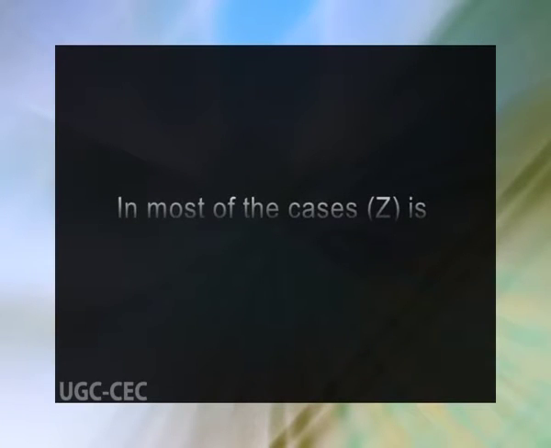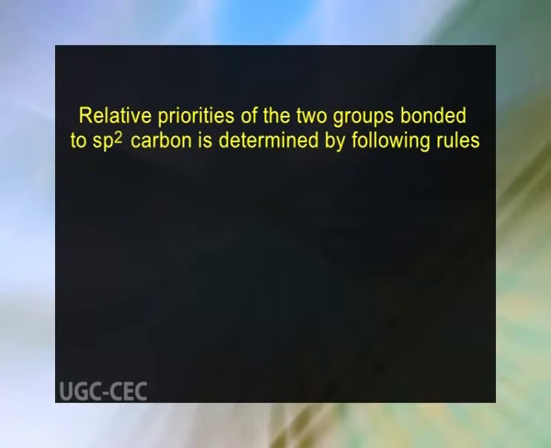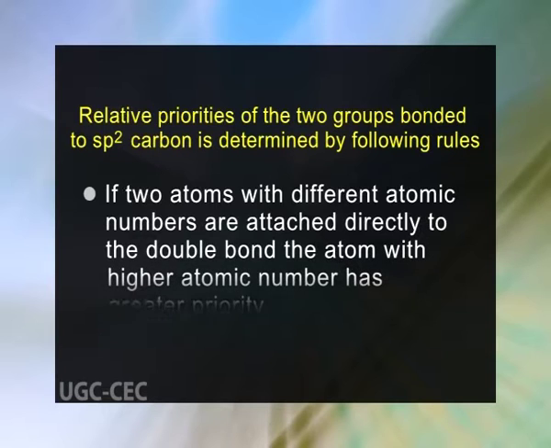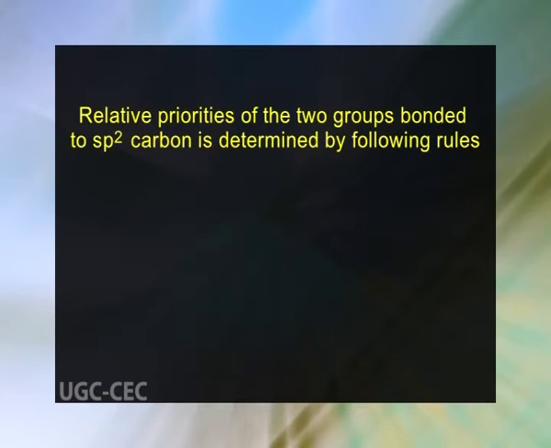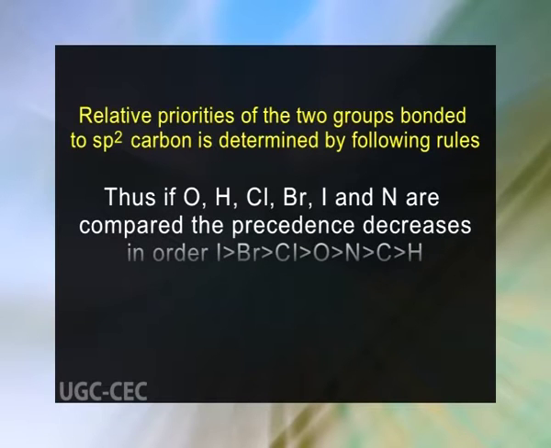In most of the cases, Z is equivalent to cis and E to trans, but this may not always be the case. The relative priorities of the two groups bonded to sp2 carbon is determined by the following rules. First, if two atoms with different atomic numbers are attached directly to the double bond, the atom with higher atomic number has greater priority. Thus, if oxygen, hydrogen, chlorine, bromine, iodine and nitrogen are compared, the precedence decreases in order: iodine greater than bromine, greater than chlorine, greater than oxygen, greater than nitrogen, and so on.